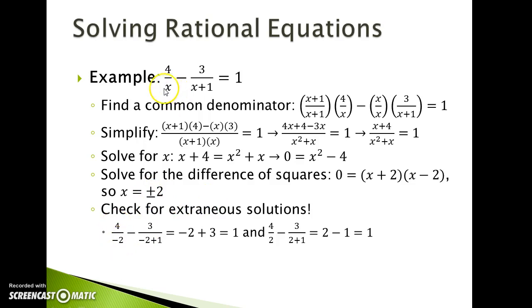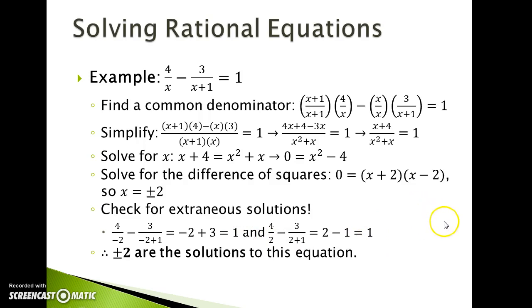We'll plug it into the original equation: 4 over negative 2 minus 3 over negative 2 plus 1. 4 over negative 2 is negative 2. Negative 3 over negative 1 is positive 3. Negative 2 plus 3 is 1. Now positive 2: 4 over positive 2 is 2. 3 over 3 is 1, but it's a minus sign, so minus 1, and it becomes 1. So each of them shakes out to be 1. Therefore, both positive and negative 2 are solutions to this equation.